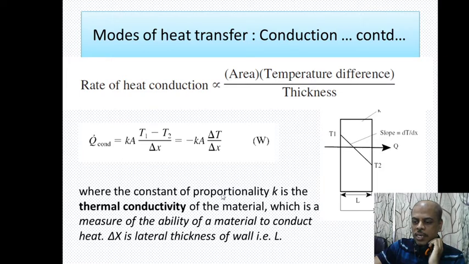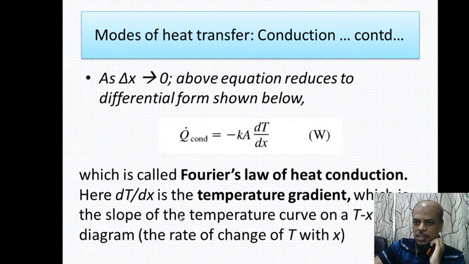Here K is the thermal conductivity of the material, which is a measure of the ability of a material to conduct heat. So it is nothing but the ability of a material to conduct heat. That is thermal conductivity. You are familiar with this term. In thermodynamics we have seen this.